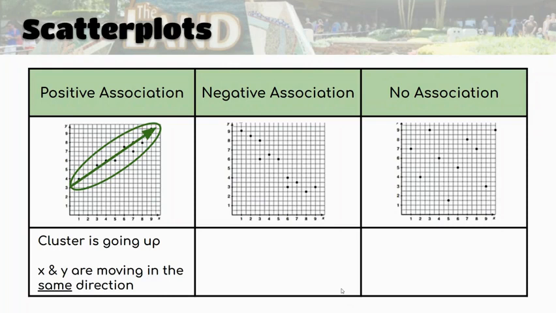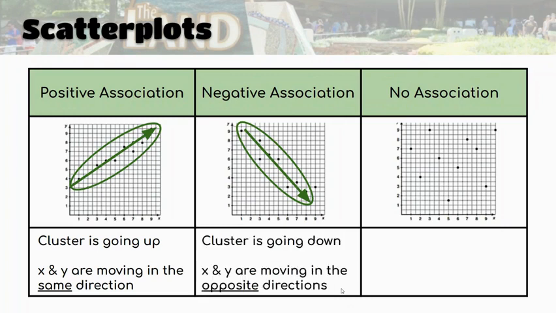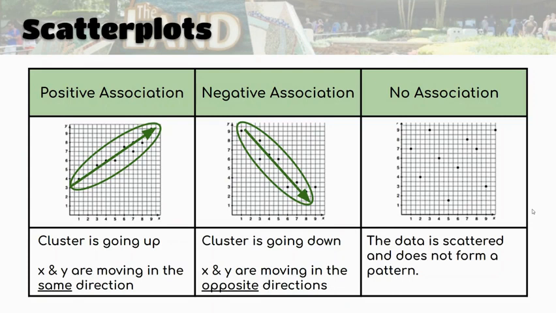For a negative association, it looks like the data is forming a line and it's going downward. It means the cluster is going down and X and Y are moving in opposite directions. So here as X increases, Y is decreasing. No association just means I've got a bunch of scattered dots and the data does not really form a pattern.